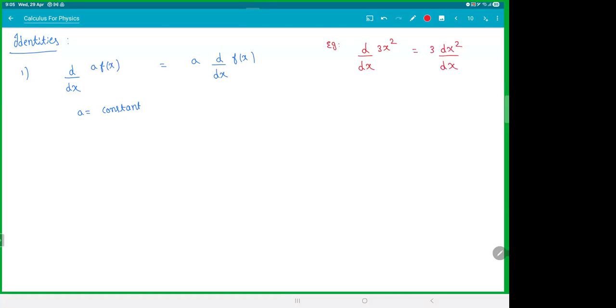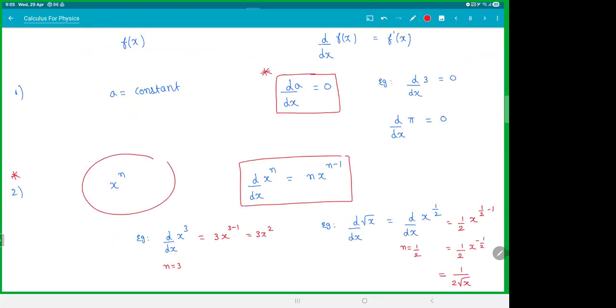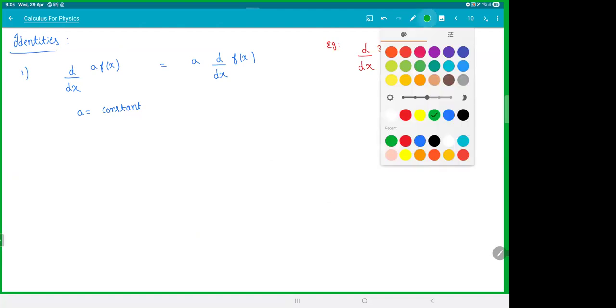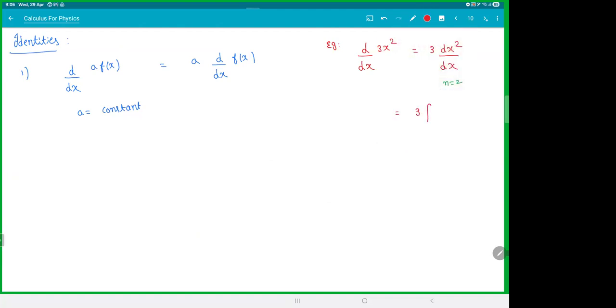Now you have to ask yourself, what is this looking like? This is looking like the second one, x power n, isn't it? So you always have to go back to level 1 again. Then you will say, okay, this is looking like x square, so n is equal to 2. So this will be 3 into n, which is 2, into x power 2 minus 1. That is 6 into x. Clear with that?